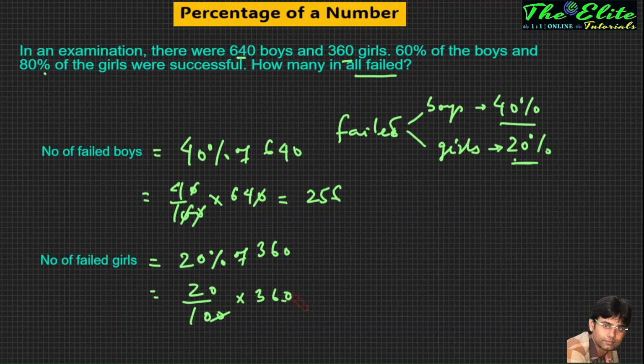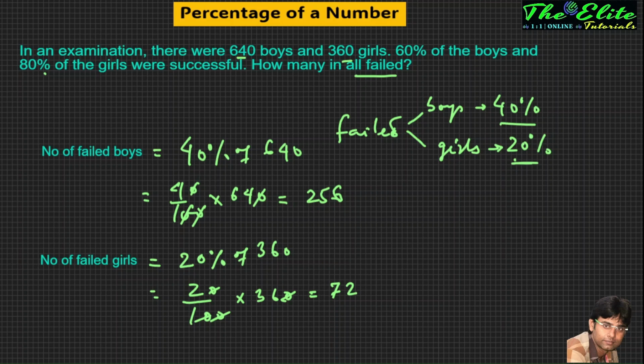See what it is going to give you. This 0 will get cancelled with this 0. 36 times 2 will give you how much? 72. So out of 360 girls, 72 failed. Out of 640 boys, 256 boys failed.